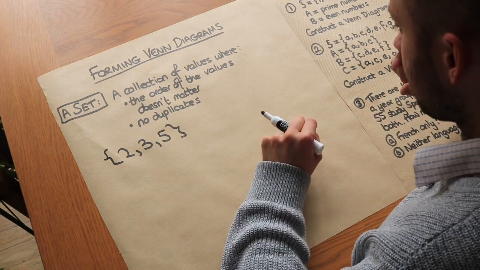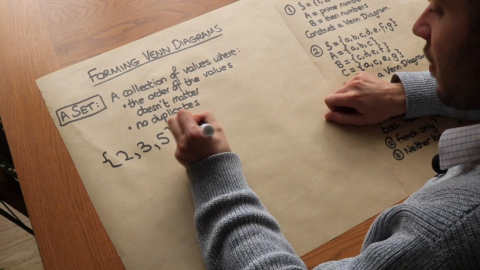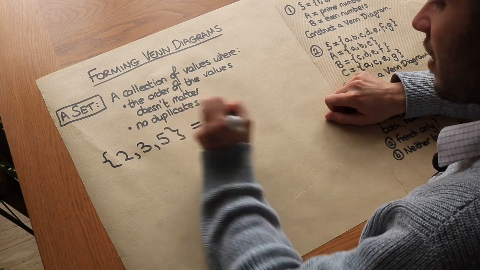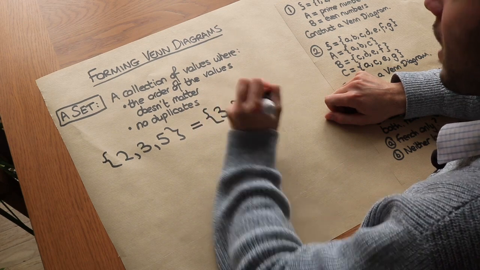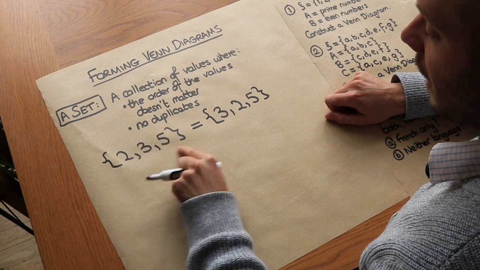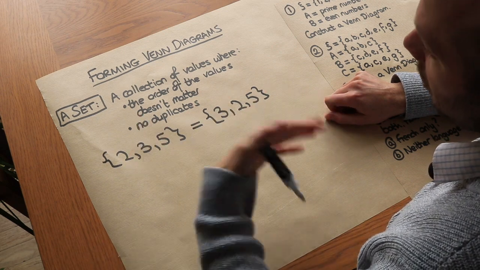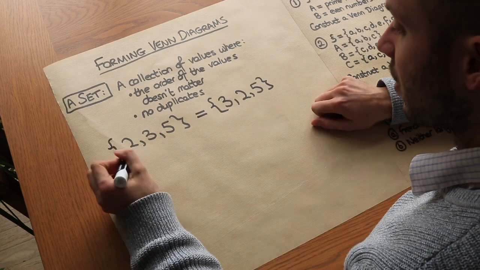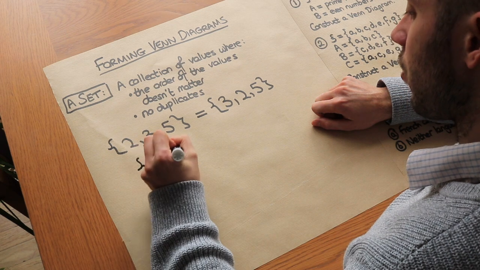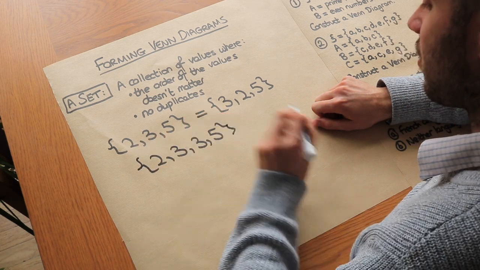indicate a set. And as per this definition, the order of the values doesn't matter, so that would be the same as the set of 3, 2, 5. But by convention, we always put the values in a set in numerically ascending order, or if it's letters, we put them in alphabetical order. And there's also no duplicates. So for example, if we had 2, 3, 3, 5, that is not a set.